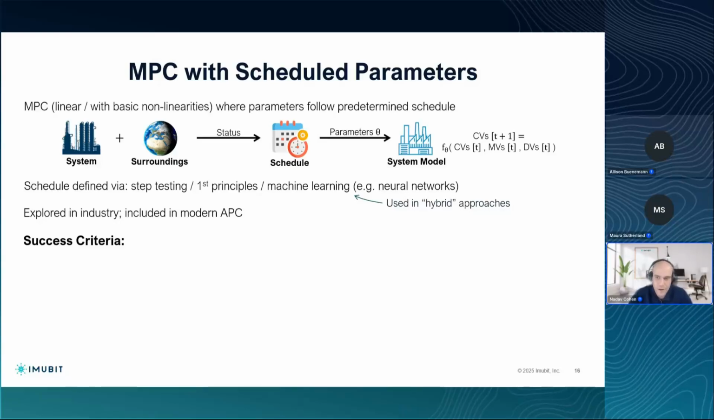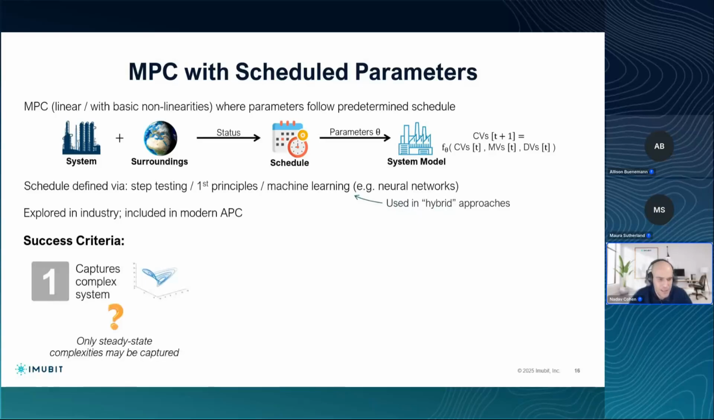Now let's talk about the success criteria with this type of MPC. The ability to capture complex systems, here I'm arguing that it's somewhere in between. You can capture steady state nonlinearities through the schedule. That schedule could adapt the gains. If I'm not defining how the schedule works, then it could do so arbitrarily. So it could represent different gains for different situations, but the dynamic optimization that takes place once the parameters are set is either linear or nonlinear with basic nonlinearities. So you can capture complex steady state behavior, but you can't capture complex dynamical behavior.